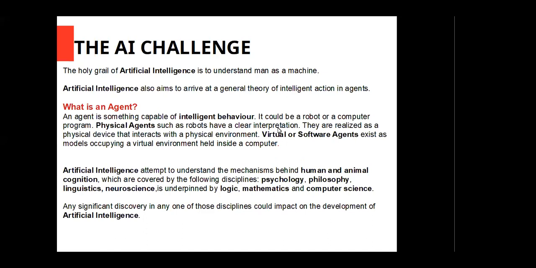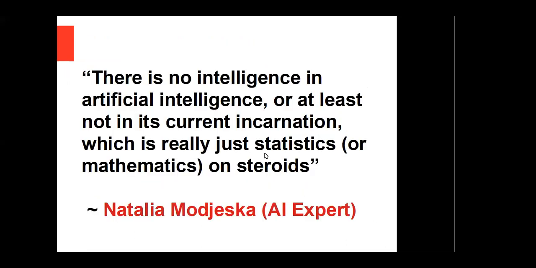So we're going to talk a lot about this and then build to understanding what a knowledge graph is all about. Any significant discovery in psychology, philosophy, linguistics, and neuroscience will impact the development of AI. Any changes that happen there will automatically show in the mathematics and in the logic. This is why we have masters and PhD programs, research. That's all that happens. So that's the AI challenge. We need to understand it.